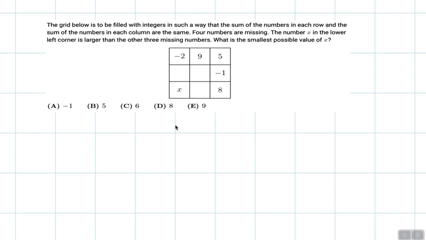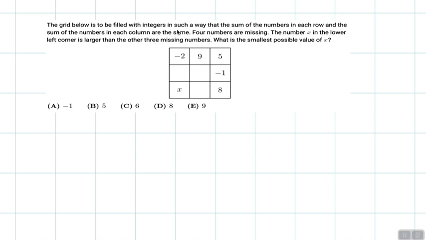The grid below is to be filled with integers in such a way that the sum of the numbers in each row and the sum of the numbers in each column are the same. 4 numbers are missing. The number x in the lower left corner is larger than the other 3 missing numbers. What is the smallest possible value of x? Larger than the other 3.